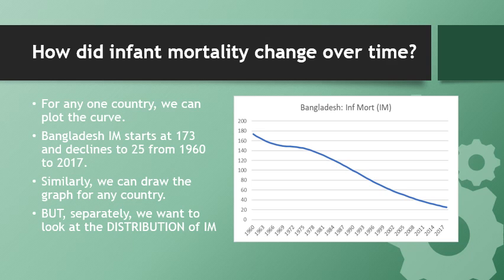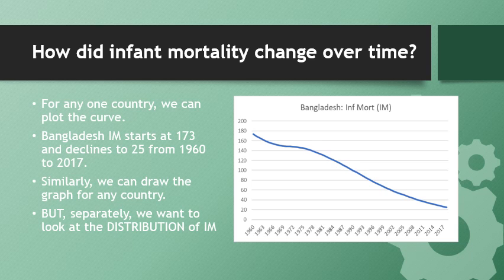Now we can study this on a country-by-country basis. The World Development Indicators WDI dataset has data for a large number of countries. Here is a plot of how the infant mortality changed in Bangladesh over time. In 1960, it starts at 173 and declines to 25 in 2017. In a similar way, we can use the data to plot this graph for any country.